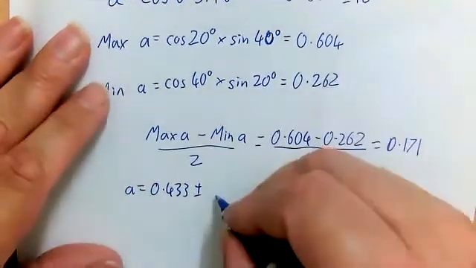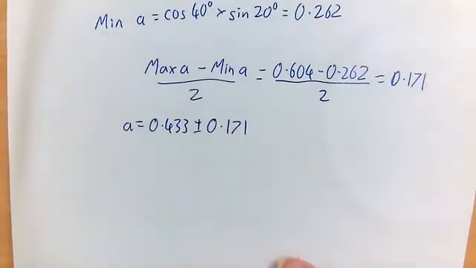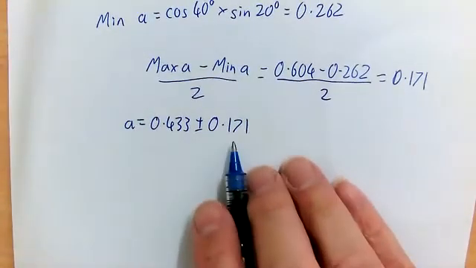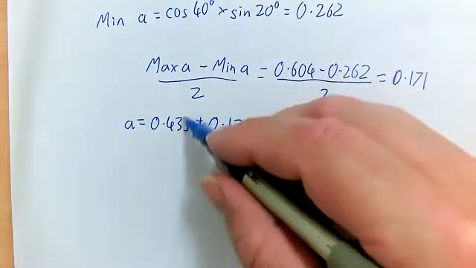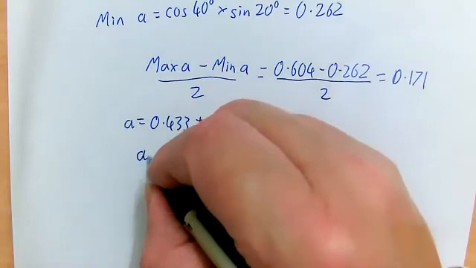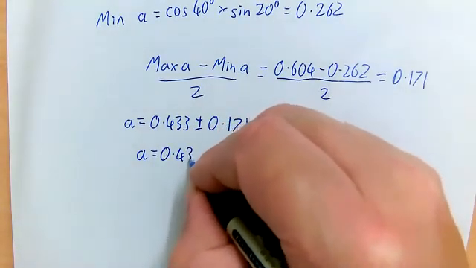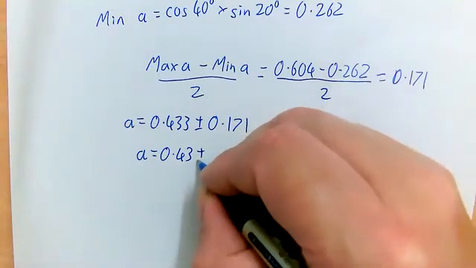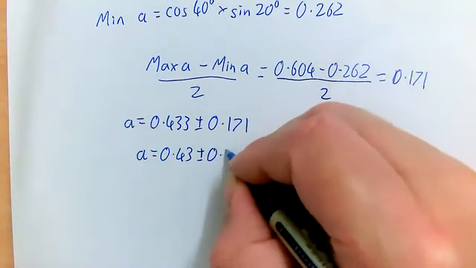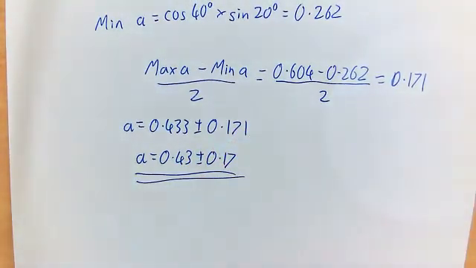Plus or minus my uncertainty, 0.171. Well, to be honest with you, I don't really need this third significant figure here, because that's been drowned out by the uncertainty. So I would actually submit my final answer as being 0.43, could even say 0.4, plus or minus 0.17. That's how you calculate an uncertainty.